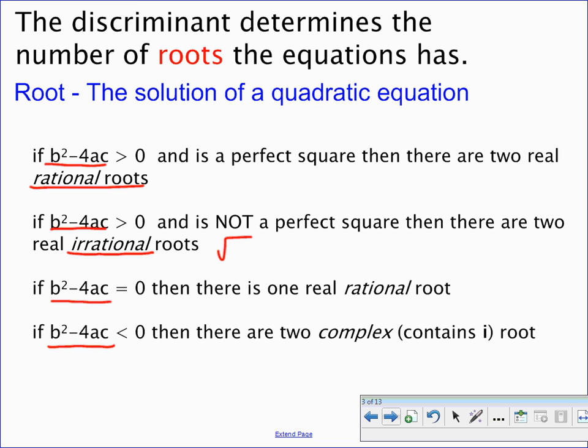If b squared minus 4ac equals 0, then there's only going to be one answer, and it will be rational. And if b squared minus 4ac is negative, then we wind up with a negative under the radical, and so the answer will contain i. There will be two complex roots.